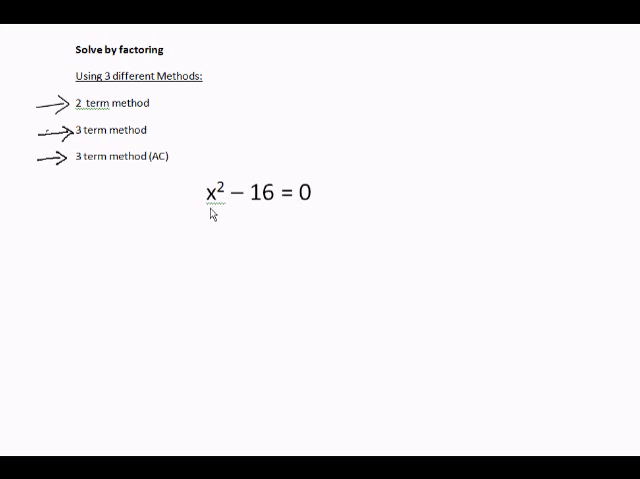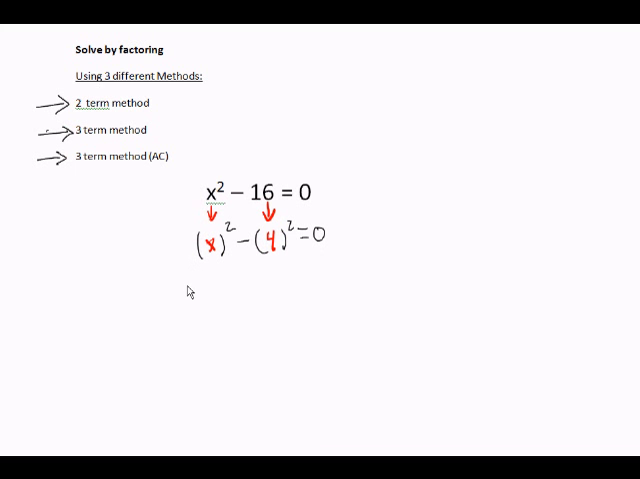Okay, factor using the two-term method. Using the two-term method, step number 1 is try to make perfect squares. I put an x into the parentheses. That gives me x squared. And to make 16 into a perfect square, I put a 4 in here. 4 squared is 16. This equals 0.